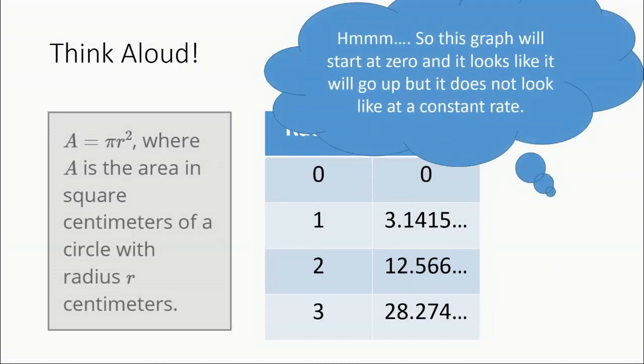So this graph will start at 0, and it looks like it will go up, but it does not look like it's at a constant rate, because look at it. It's not the same rate. It's going up differently each time, and that's fine.